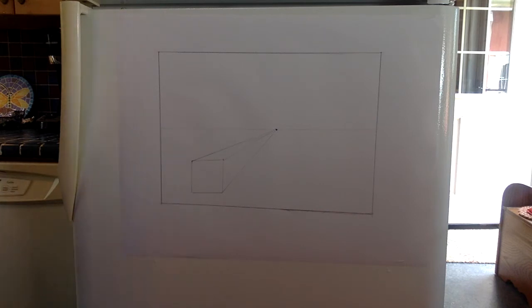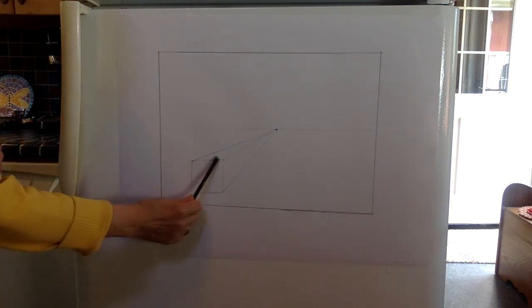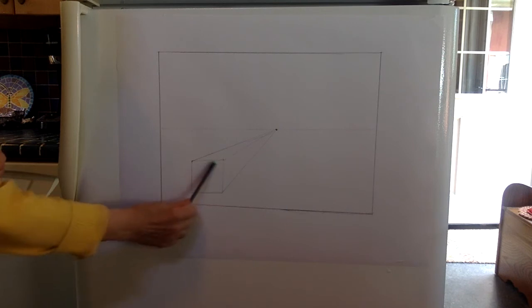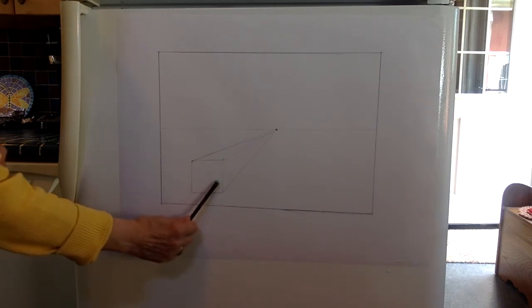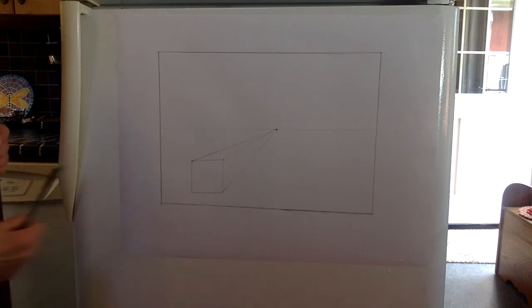Okay, but I don't want it to look like a giant wooden post coming out of the middle of my paper. I want it to look like a cube. So what I have to visualize is this right here. That is a perfect right angle. So if the front of my box has a right angle, the back has to have a right angle.